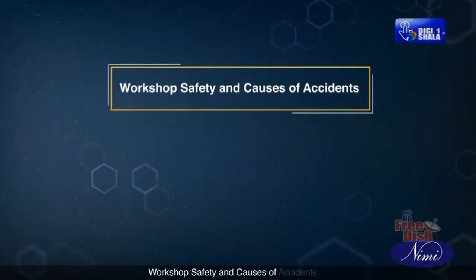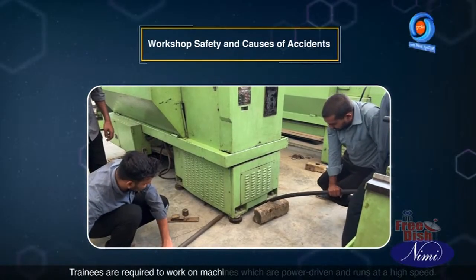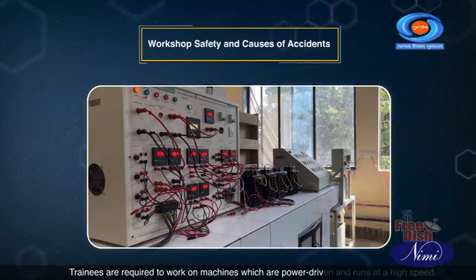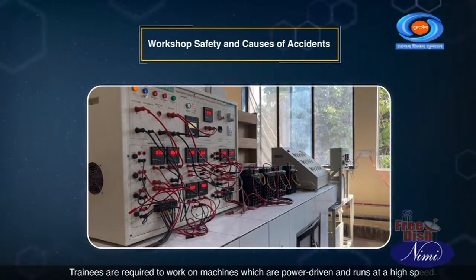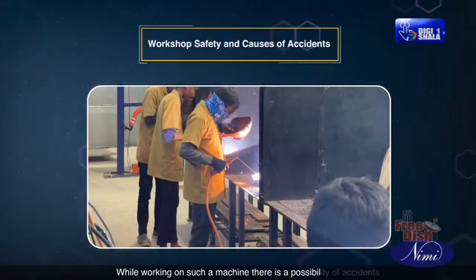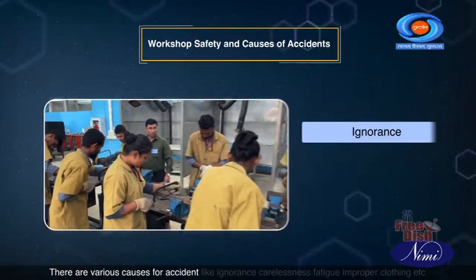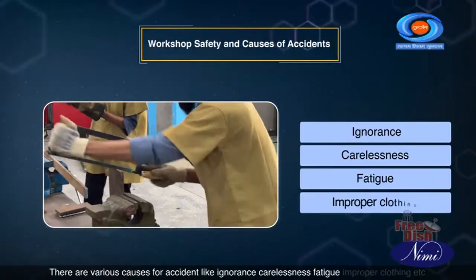Workshop safety and causes of accidents. Trainees are required to work on machines which are power-driven and run at high speed. While working on such a machine, there is a possibility of accidents. There are various causes for accidents like ignorance, carelessness, fatigue, improper clothing, etc.